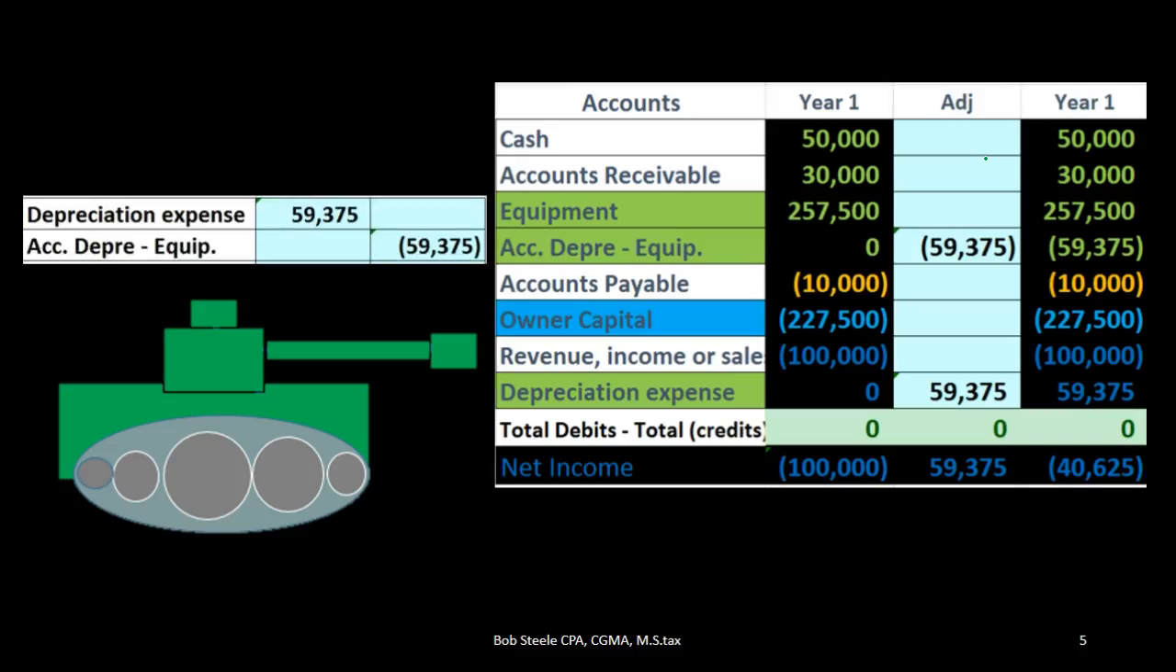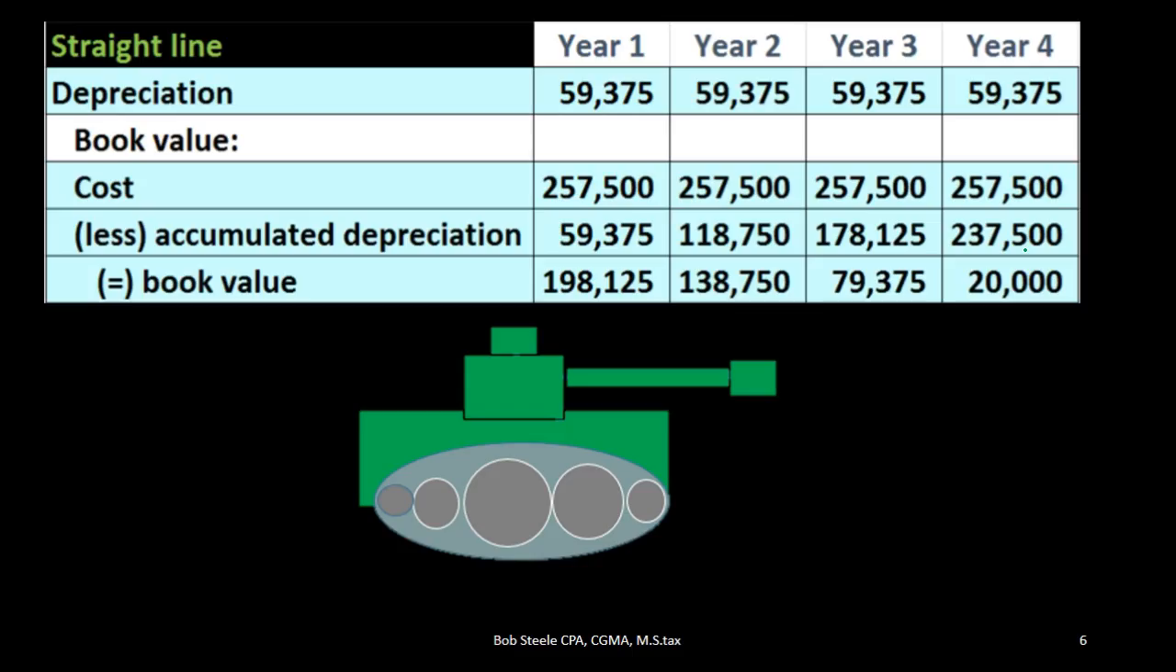So in year 1, we would have this journal entry, and we would say, okay, here's the cost of the tank, here's the accumulated depreciation. We're showing our reader the cost, how much has been accumulated in terms of depreciation. If we subtract those out, we have the book value. That's for year 1.